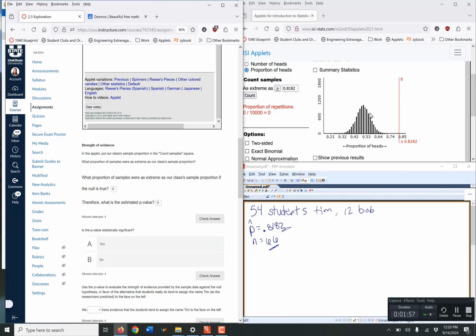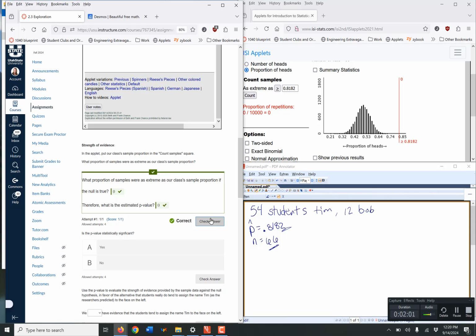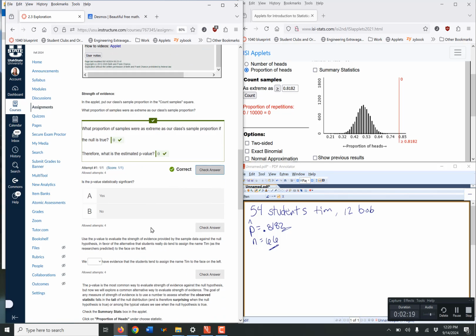So our estimated p-value is this red number right here. It's just what proportion of samples were as far away from what you expected as your data. So to get a sample proportion of 0.8182 when the true proportion is really 0.5, that's almost impossible. There were no samples that were that far away. So we had a p-value of 0. Is the p-value statistically significant? That just means you have a small p-value, less than 0.05. So we'd say yes.